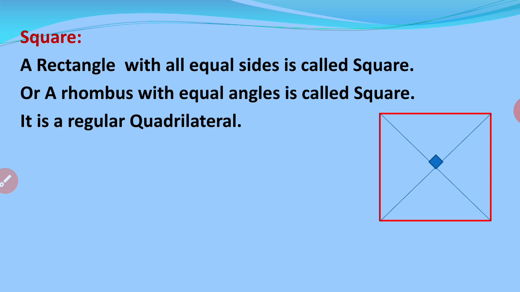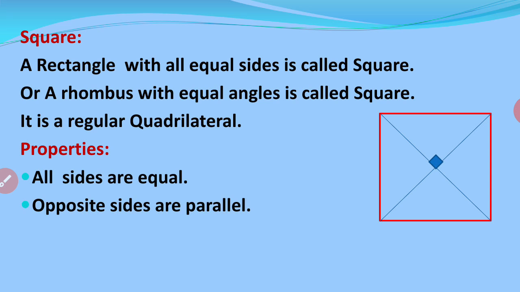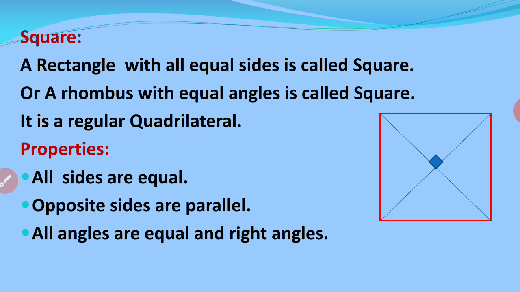It is a regular quadrilateral. That means a square is a regular figure, a regular quadrilateral. That means all sides equal, all angles equal. The properties are: all sides are equal, opposite sides are parallel, all angles are equal and right angles. Actually, square takes on all the properties whichever we have studied till now.